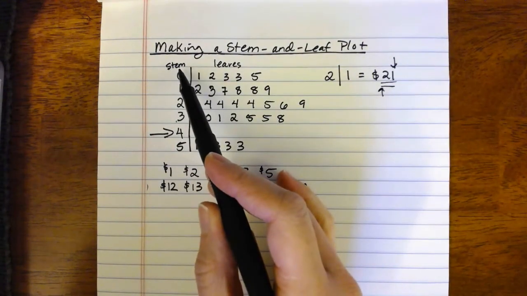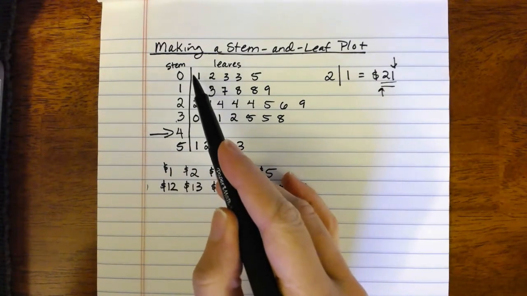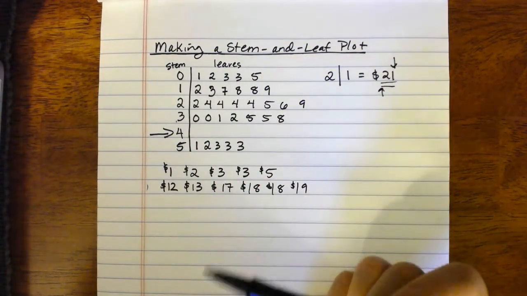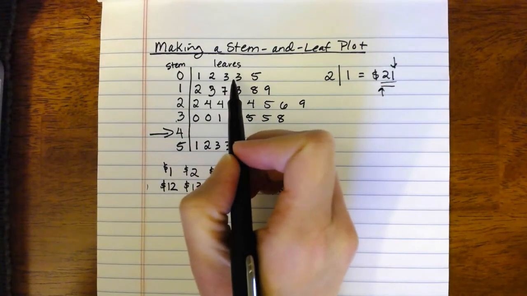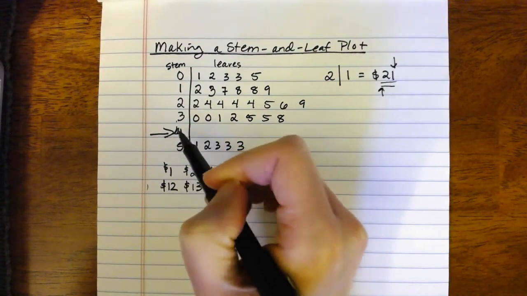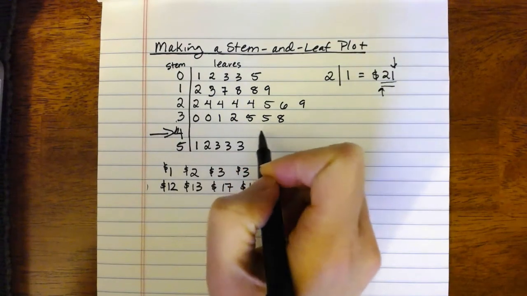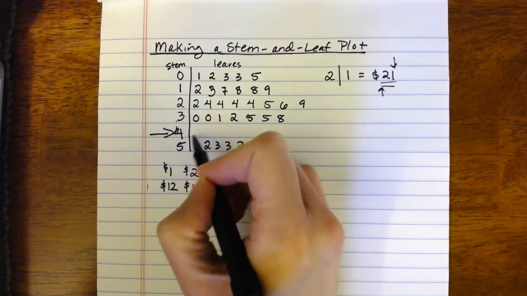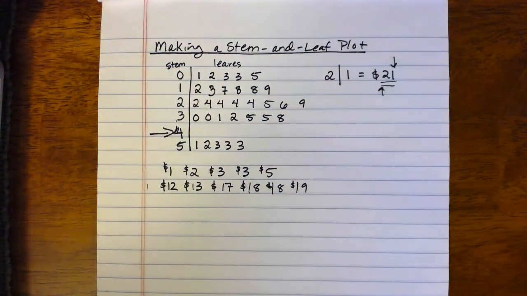The stems should be listed in order from lowest to highest. The leaves should be listed in order from lowest to highest as we read from left to right. Repeated data values will show up as repeated leaves. And if there's a stem that doesn't have any leaves attached to it, if there's nothing in the 40s, for example, we leave that line blank. Resist the urge to put a 0 in there, because that would mean that there was a data point at 40.